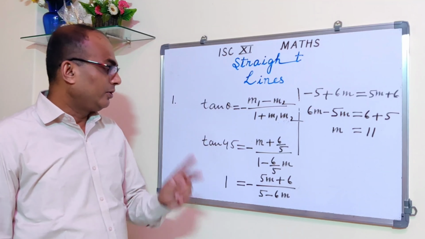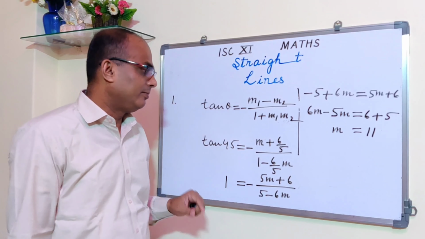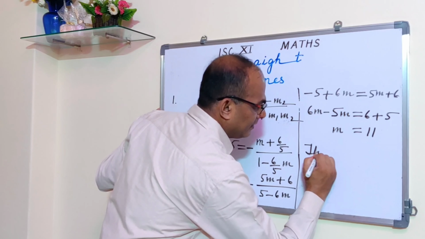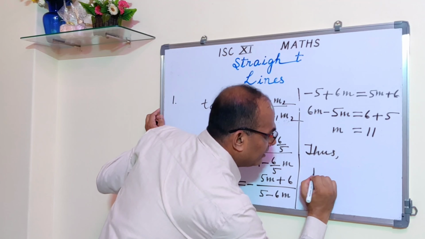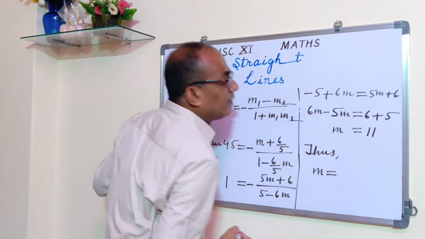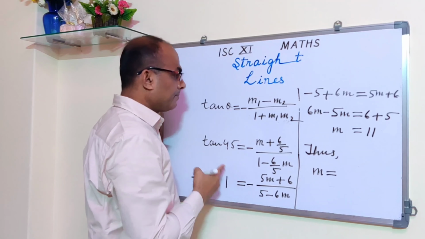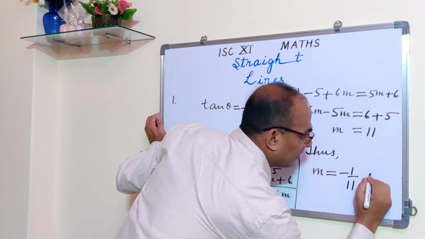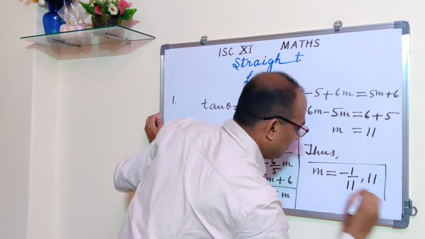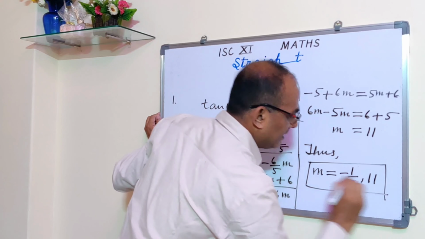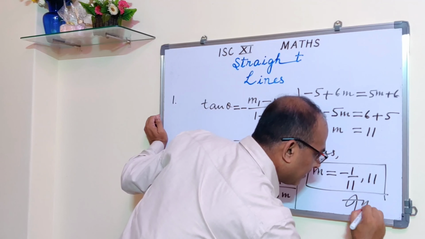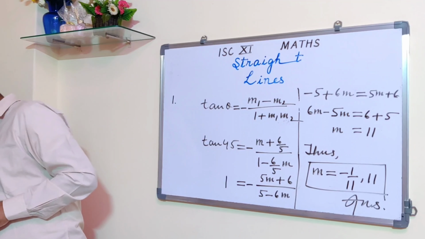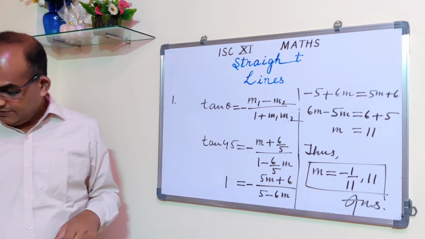Alright, so we got two values of m: minus 1 upon 11 and 11. So thus m is equal to minus 1 upon 11 and 11. This is the answer.